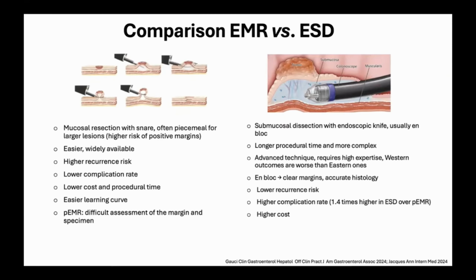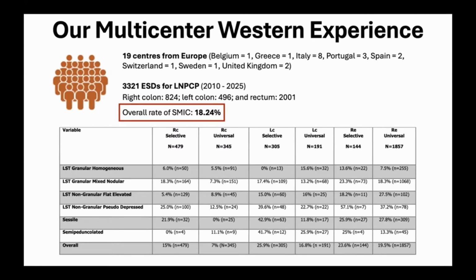And we found that the overall risk of submucosal invasion is about 18%. So it's much higher than what was previously suggested by guidelines and by Western evidence. And why? The big difference is because this study was based only on ESD rather than piecemeal EMR.